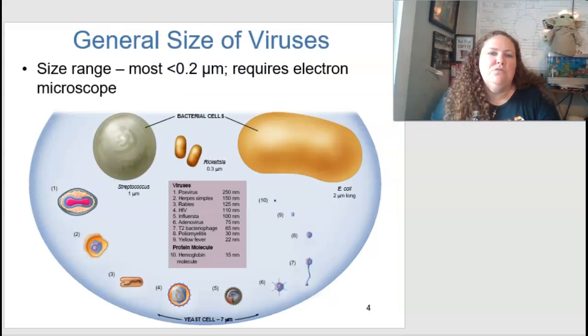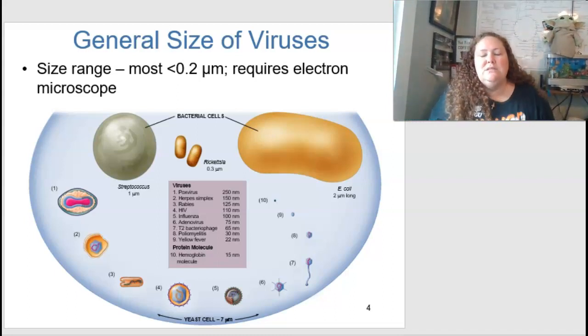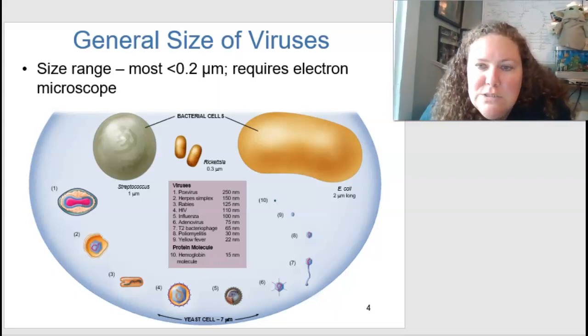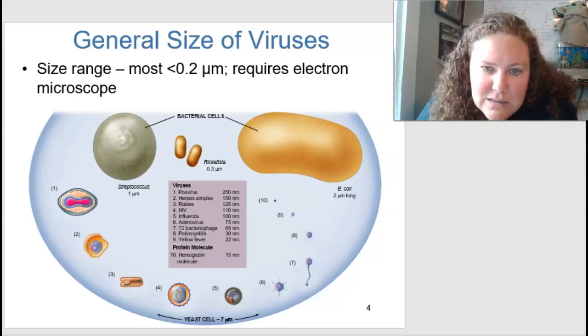So the general size range for most viruses is under 0.2 microns. You remember when we're looking at things on our microscope, we can blow it up to about 100x. But these are so small that they actually need a special microscope, and this is called an electron microscope. Electron microscopy is very cool because you can see a lot of different details. And so this would be a couple pictures of different things.